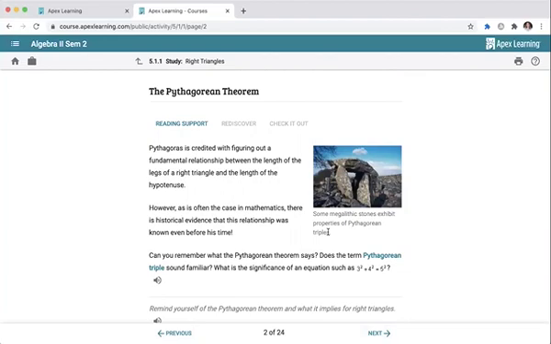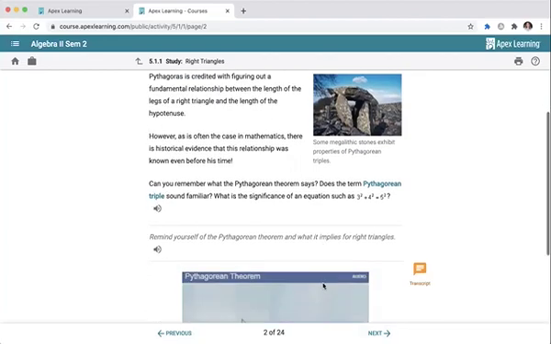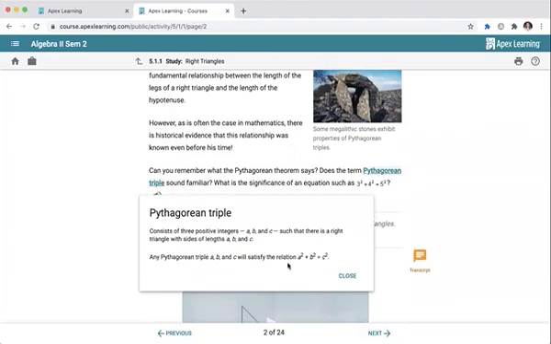It says a squared plus b squared equals c squared, and what it's really saying is that a, b, and c are all positive values such that they make a right triangle with side lengths a, b, and c. So they're making a triangle with three positive sides, and any triangle that fits these parameters will satisfy our relation of a squared plus b squared equals c squared.